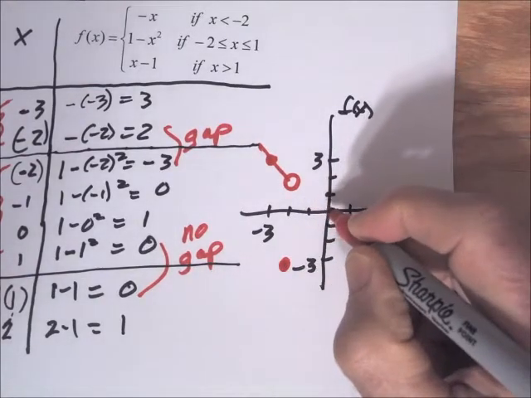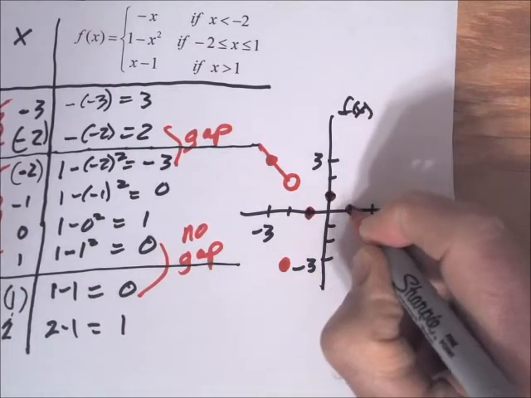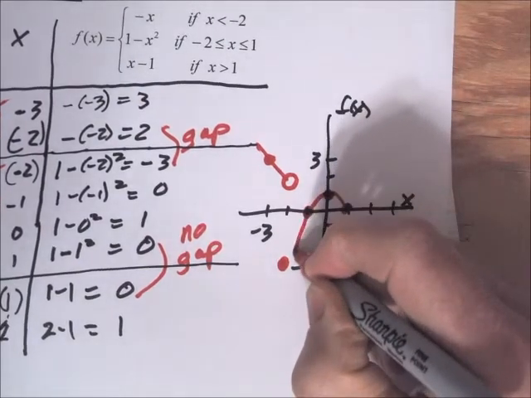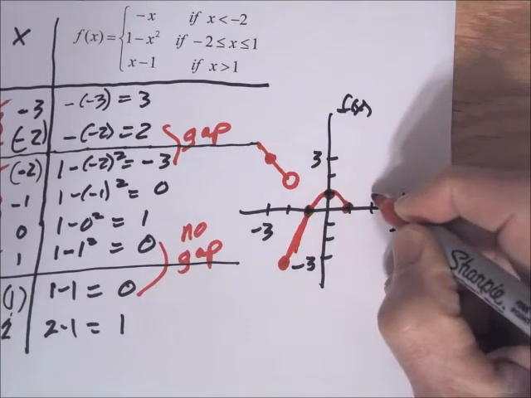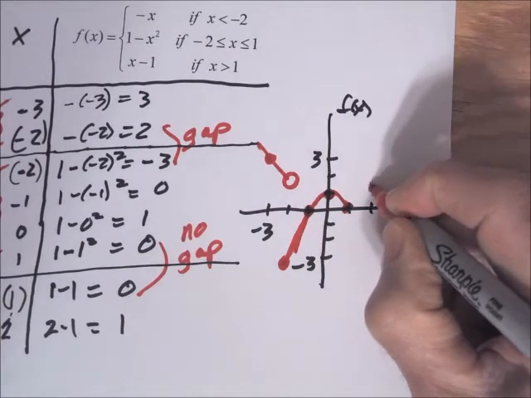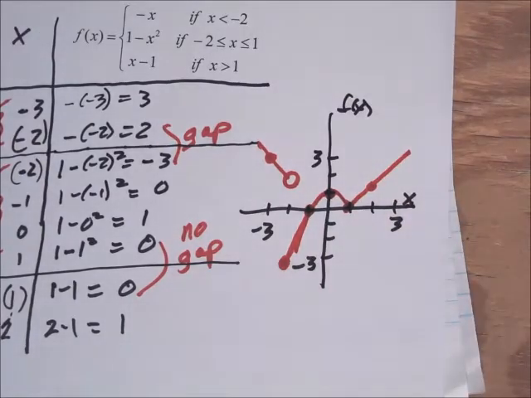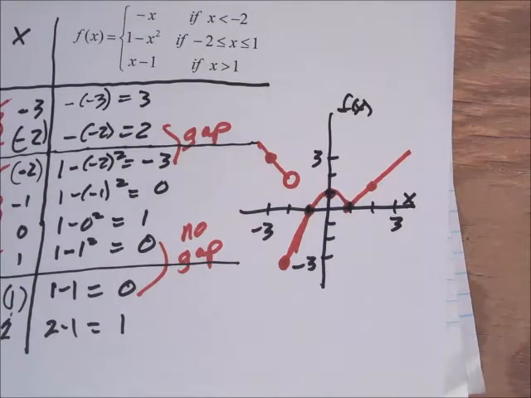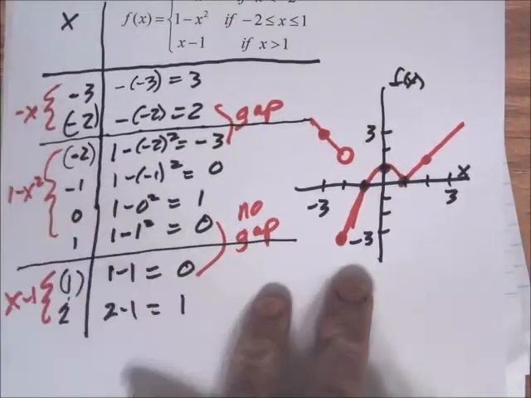And 1 to the left, down 0: 0, 1, 1, 0. And I connect the dots here. And then we have 2 to the right, up 1, and connect the dots. Okay, so this shows the gap in the graph, and we'll see some examples like this when we talk about limits.